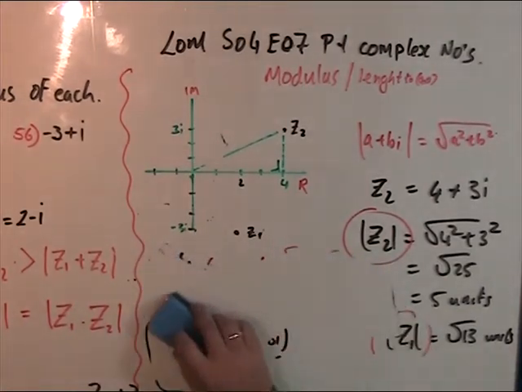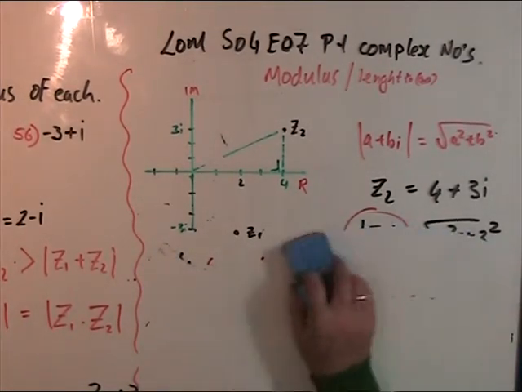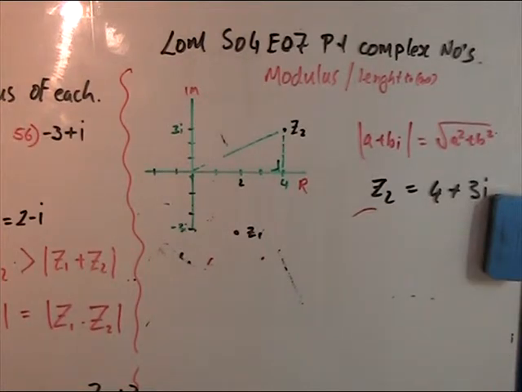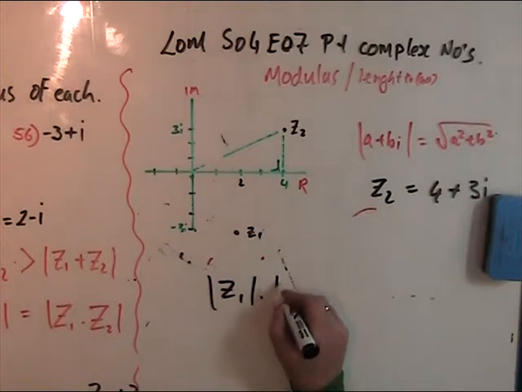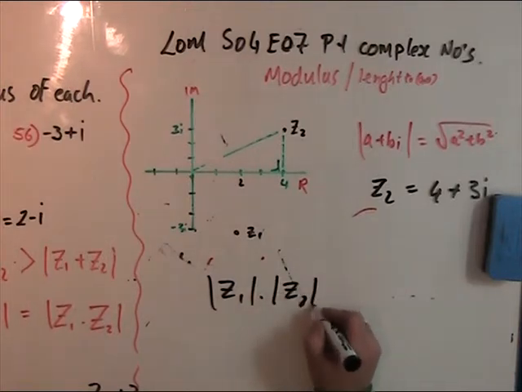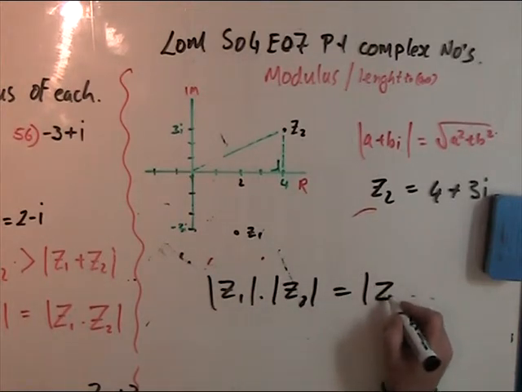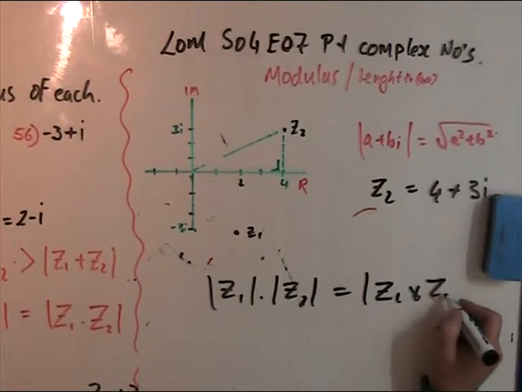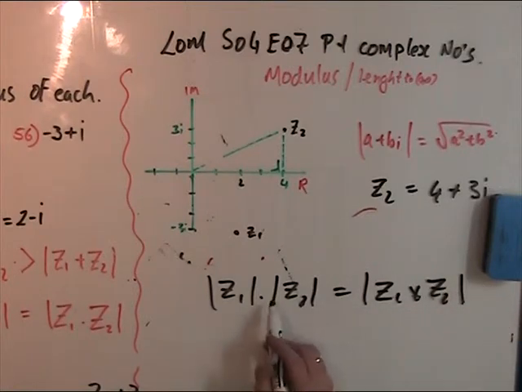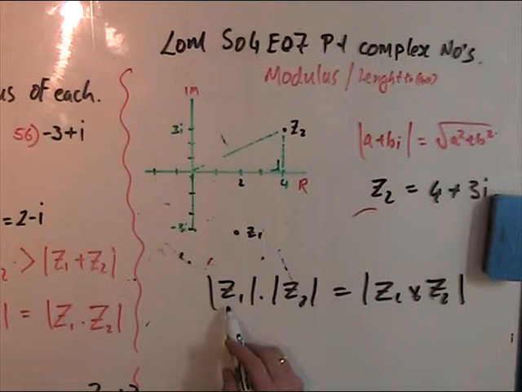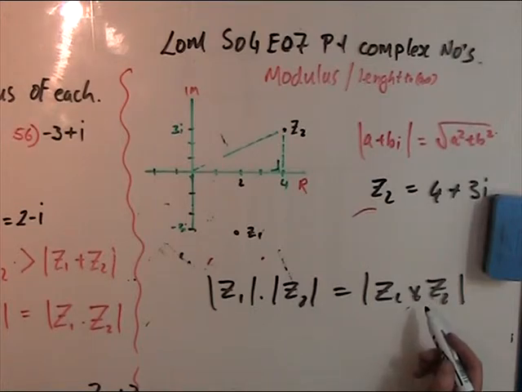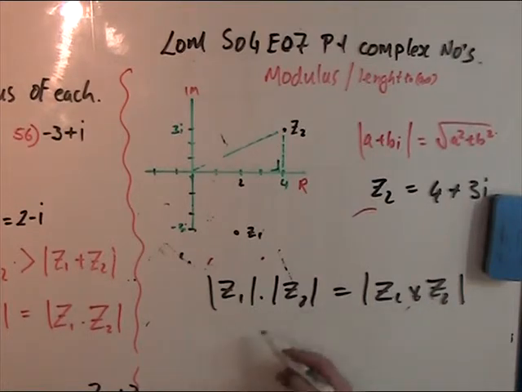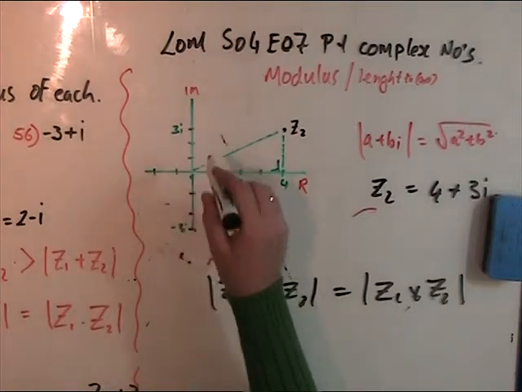Now they also ask you other things, like prove or verify that the modulus of Z1 multiplied by Z2 is equal to the modulus of Z1 multiplied by the modulus of Z2. So you individually get the modulus out and then multiply them, but the other side says do the multiplication first and then do the modulus. So there's a lot of messing with this. Remember that you can do this all over the plane.